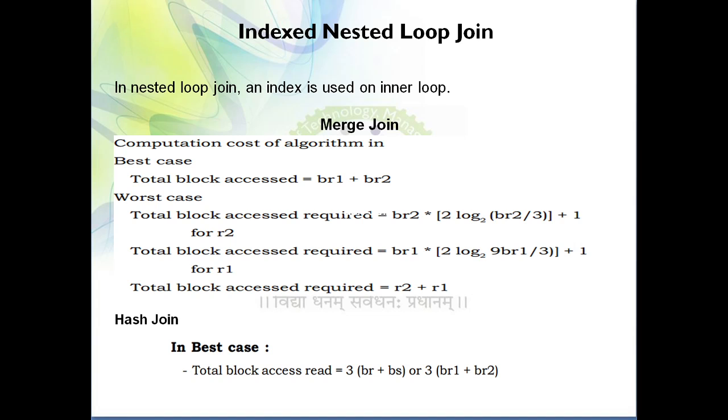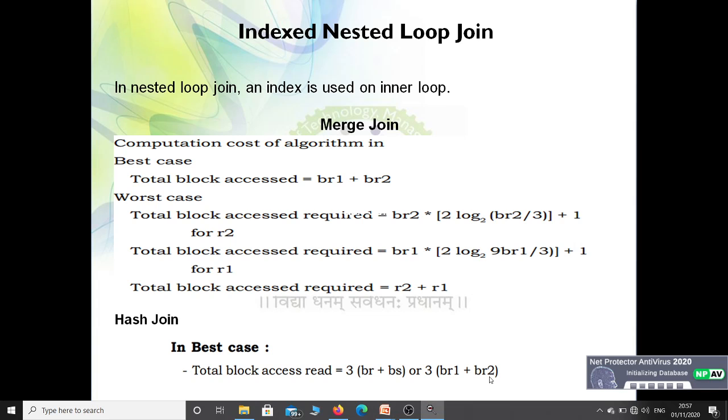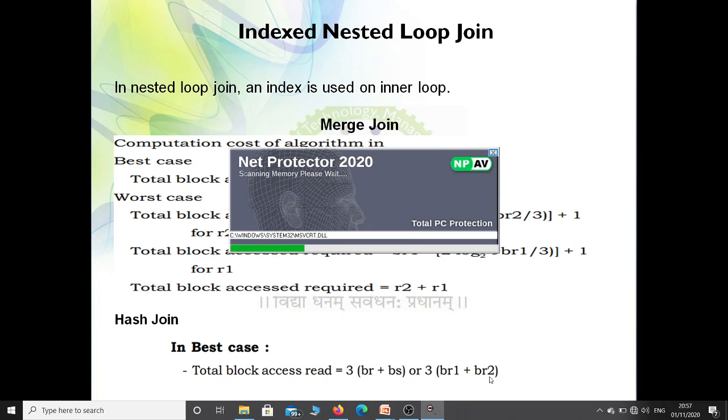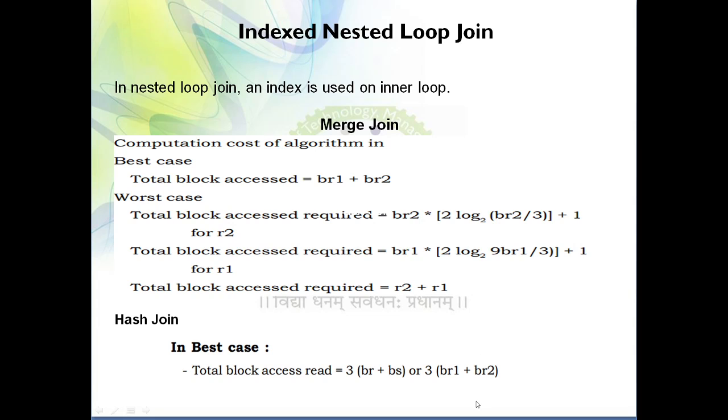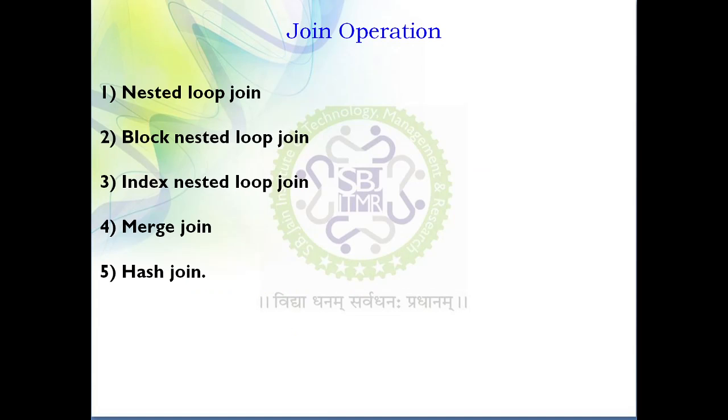So all these are the types of join operation, and based on this you will get a numerical in the GATE exam as well as in your university exam. What type of numerical will you get? You need to calculate the total number of block accesses required by using different types of join operation. We discussed five different types of join operation, out of which index nested loop join didn't provide any kind of worst case or best case formula. I hope you understand the join operations involved in databases.